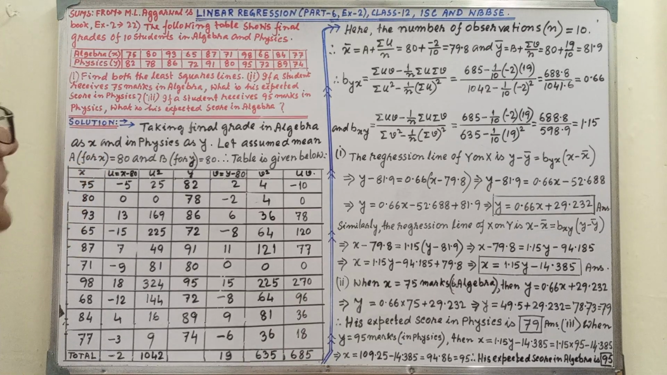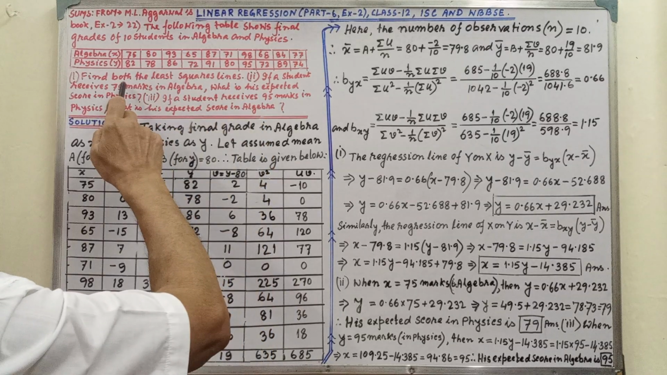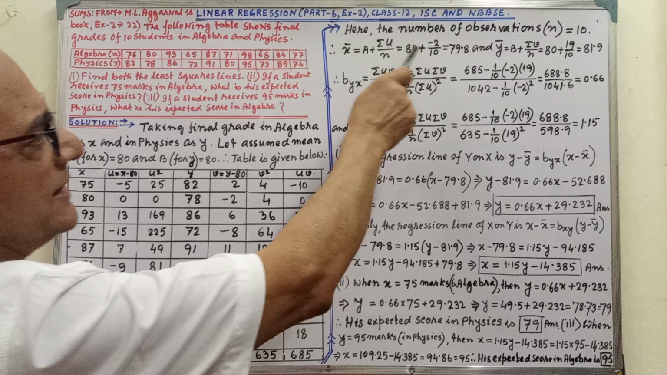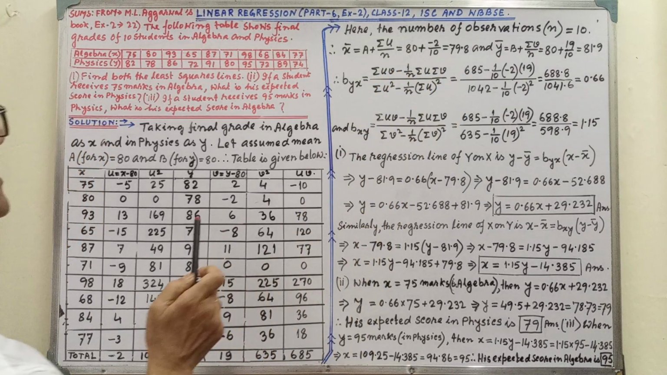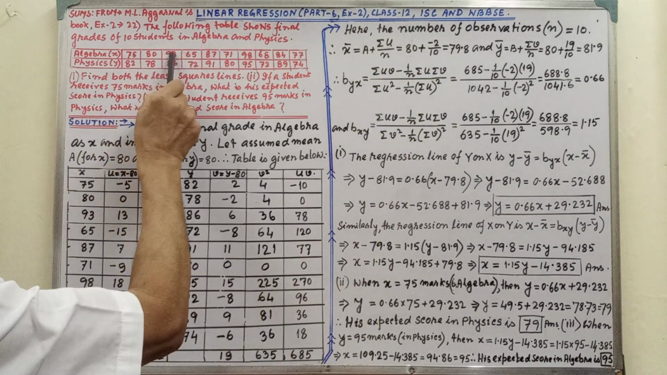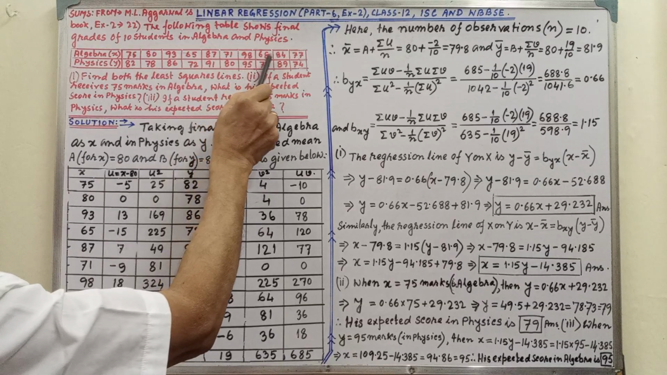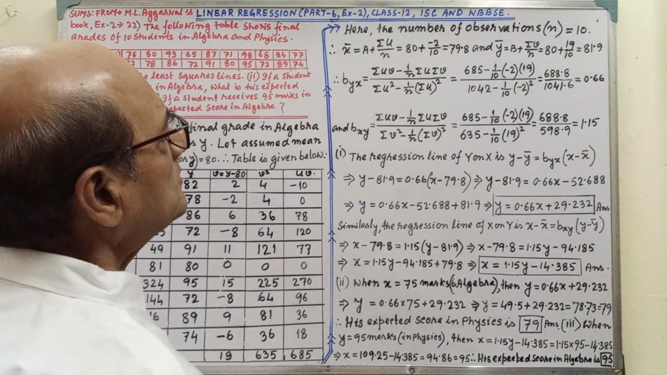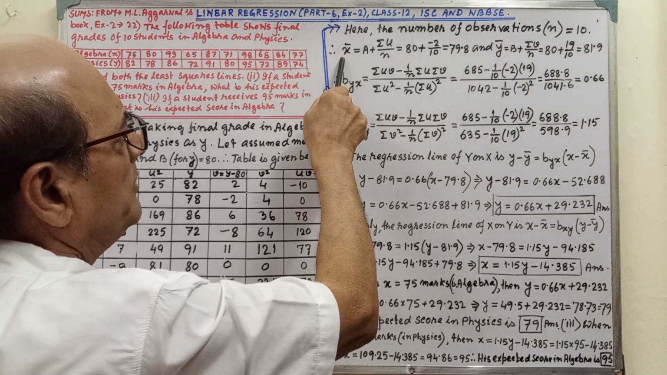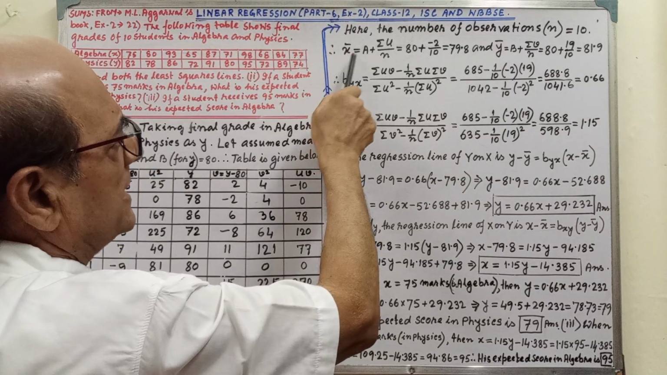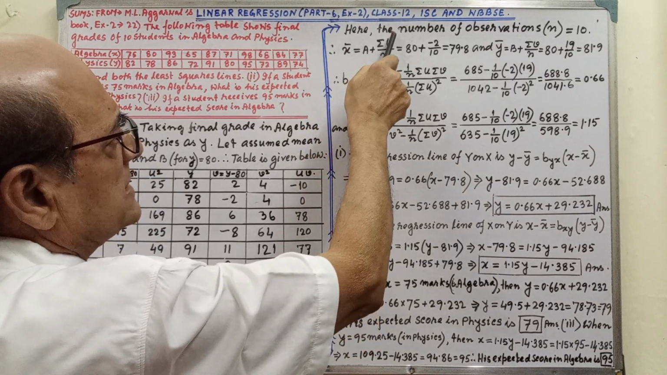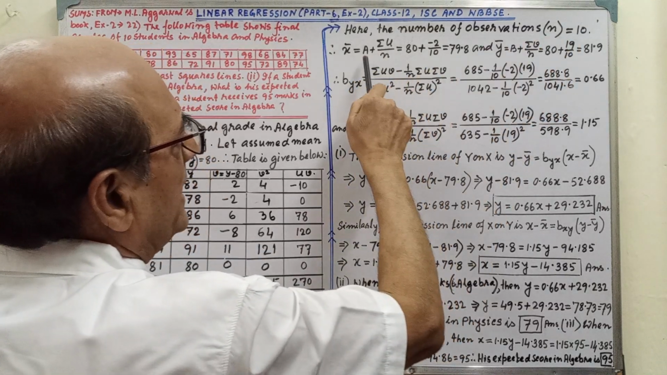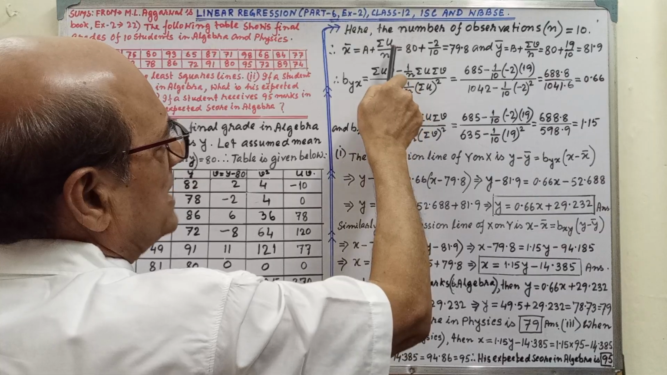Now we have to find out both the least square lines. Here the number of observations. How many observations? 1, 2, 3, 4, 5, 6, 7, 8, 9, 10. So the number of observations is 10. We have to find out the mean of X, that is X bar. Formula: A plus sigma U by N, where N is the number of observations and the assumed mean is 80, so 80 plus sigma U by N.